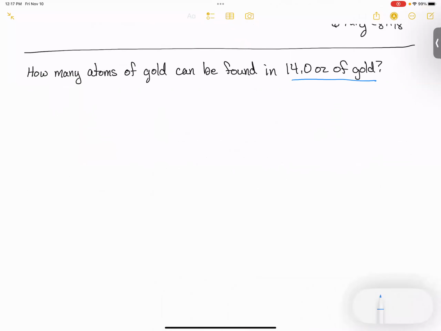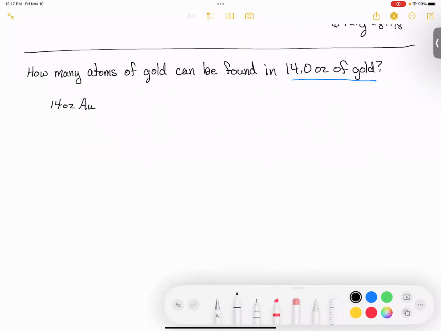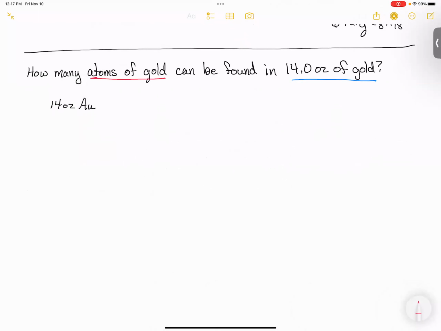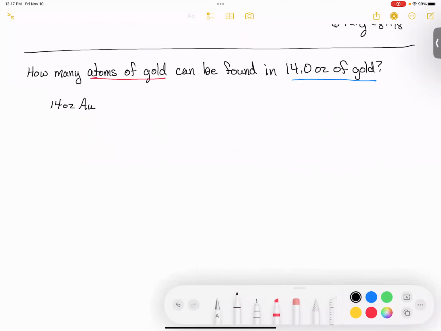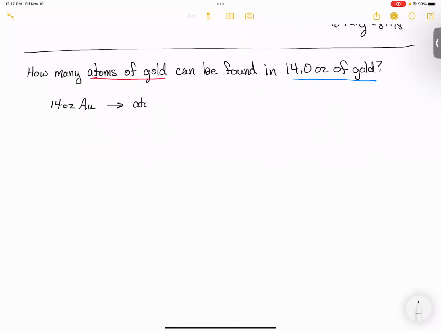We identify what we've been given, which is 14 ounces of gold. We identify what we want to solve for, which is atoms of gold. First thing I notice is that both of them are the same. I'm dealing with gold, in other words. So my starting and ending material are identical, so I don't need a mole to mole ratio.